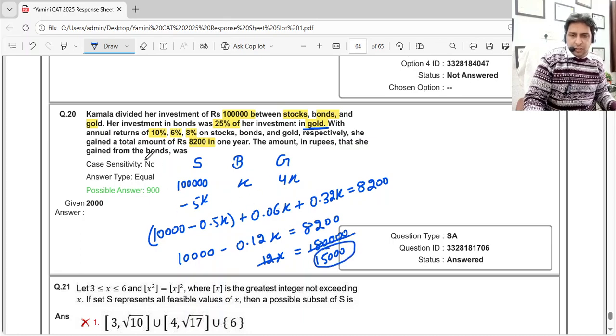And they say she gained from the bonds. From the bonds she got 0.06x. So that is 6 upon 100 multiplied by 15,000. Two zeros cancelled out. 15 into 6, 90, 900. So this should be the answer.